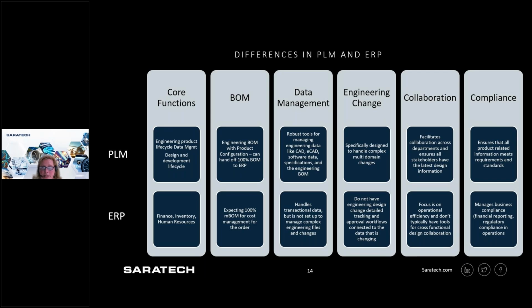Core PLM functionality is workflow for complex multi-domain changes that are connected to the data which they belong to, and it allows for cross-functional collaboration needed for design for manufacturing, design for service, design for reuse, for circularity. Also, PLM ensures that the product meets the requirements and the standards. ERP manages the business compliance aspects like financial reporting.